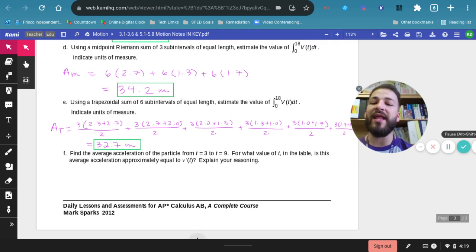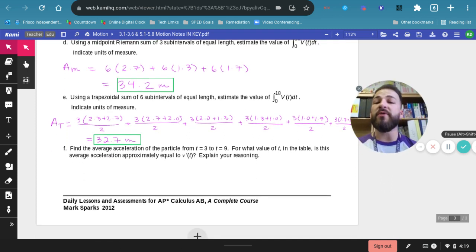Moving on to the very last one, part F, we want to find the average acceleration of the particle from t equals 3 to t equals 9. Okay, so we have 2 average equations we've learned. We've learned average rate of change, f of b minus f of a over b minus a, and we've learned average value, 1 over b minus a times the integral from a to b.